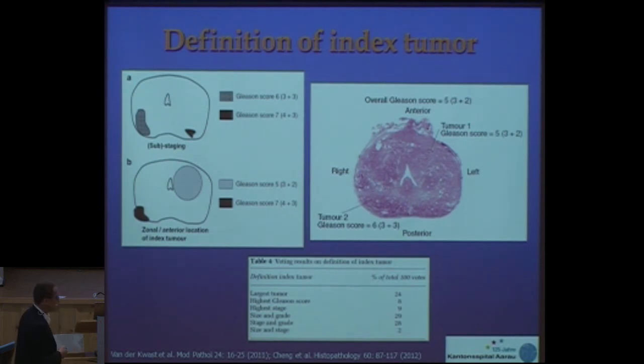We addressed this system at a consensus conference in 2009 on staging and handling, and we were voting among the delegates and asked, what is the index tumor? Should we use the largest tumor? 24% yes. Size and grade, 30% yes. Stage and grade, 28% yes. So you see, the pathological society is split in thirds, and I think you might be as well.